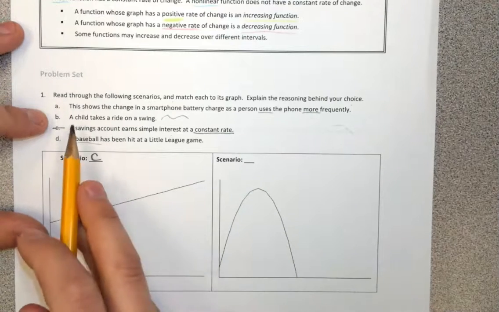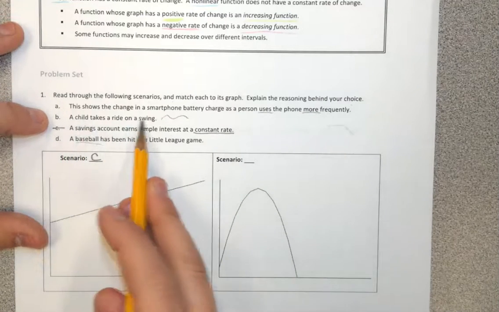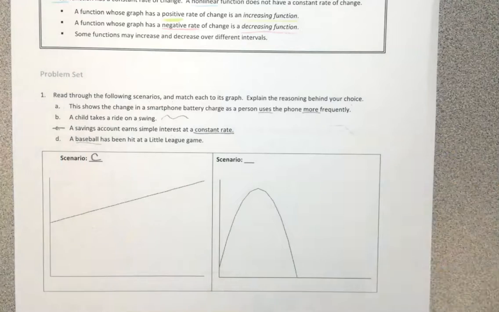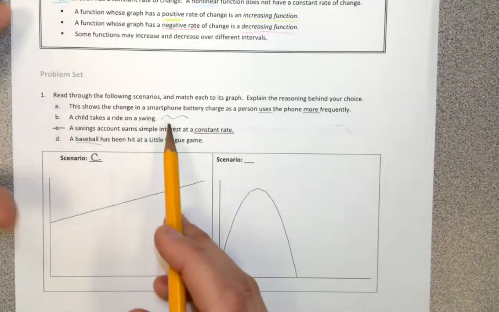And then a child takes a ride on a swing. Now picture it. Like I said, when you kick your legs forward and you kick your legs back, and you kick your legs forward and you kick your legs back. So it's up and down, just like the picture I represented.